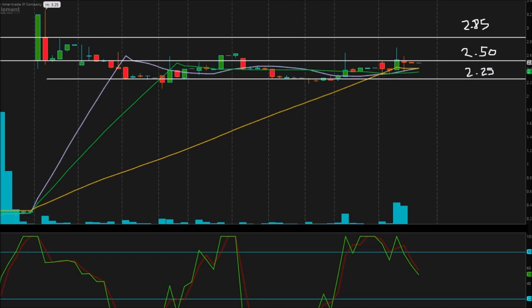Okay, so you're right. It would be a long-legged doji. Good thing I corrected that. So we had that long-legged doji, and then we fell down below support, finding new support at 225. Now the 225 support has held real nice.